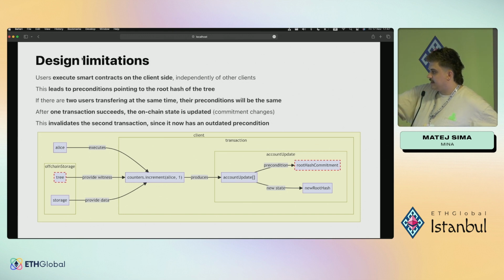So we have Alice trying to execute counter.increment, and some off-chain storage component which stores the entire tree and the actual data provides the data for Alice to do the computation in her proof. That gives her account updates, which try to set the counters to a new root hash or new state, but it also has preconditions to the previous state because we were reading the existing counters of the users.